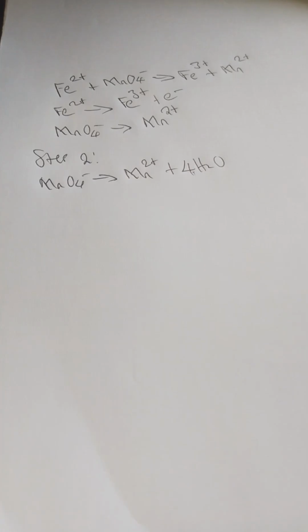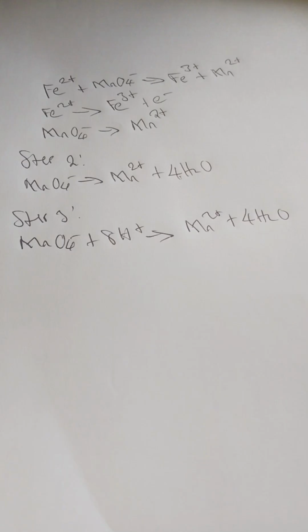So hydrogens you balance with what? With hydrogen ions. How do you do it? Here is how. There is our reaction: MnO4- plus 8H+, because on the right side there are 8 hydrogen atoms. So that's what we have done.